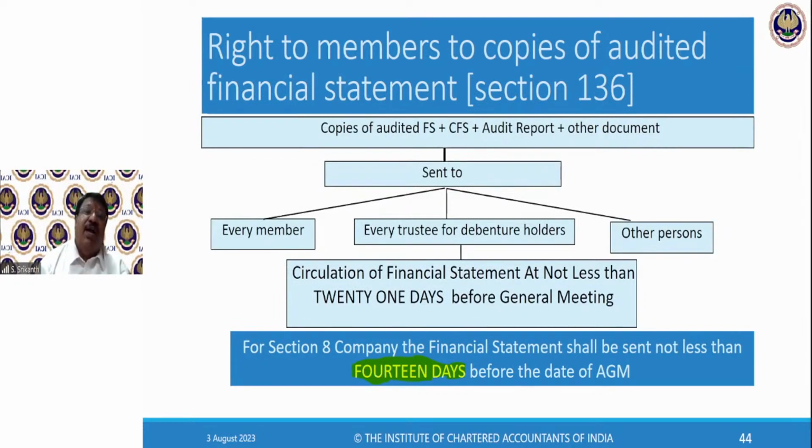And the circulation of the financial statement is at not less than 21 days before the general meeting. Later on, when we come to management and administration, we will see that notice of AGM should be given 21 clear days before the meeting. What is clear days? I will explain when I come there. In the same way, along with that 21 clear days before the meeting, you should give the financial statement also. You can't bring the financial statement at the meeting and say, see, these are the financial statements. No, it should be sent to them 21 days before, giving them enough time to prepare and raise questions. They will come for the meeting with questions.